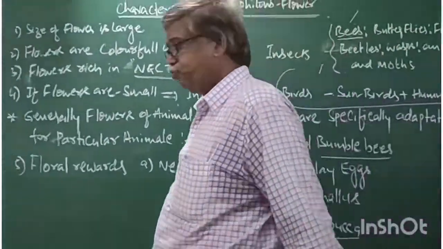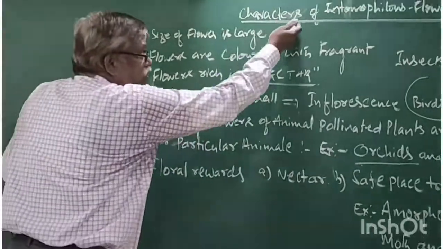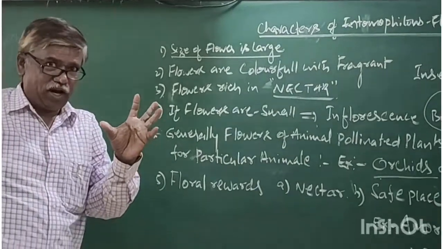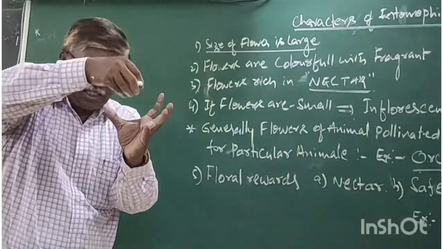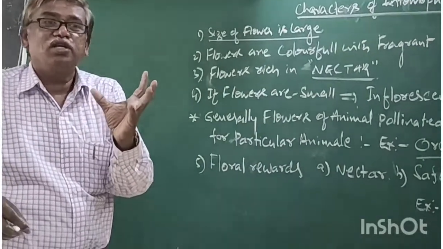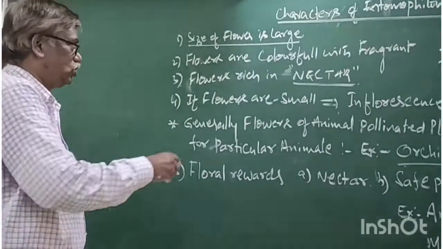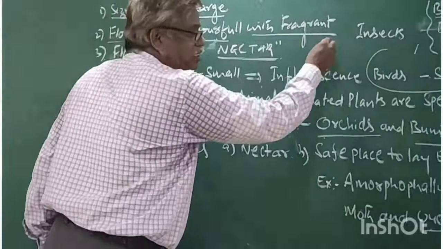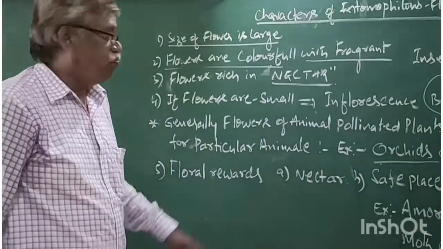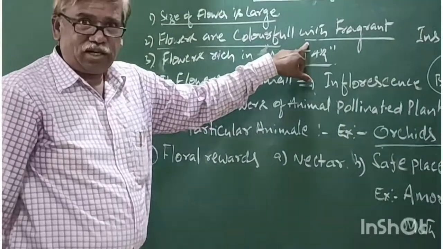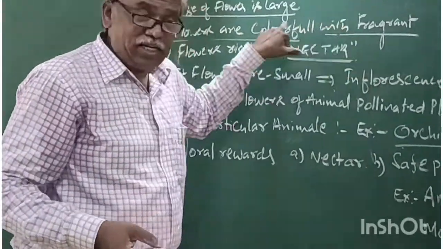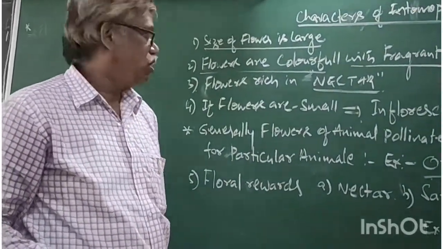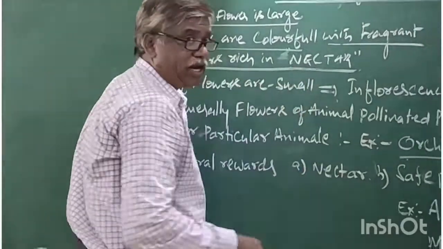Now, the characters of entomophilous flowers. The size of the flower must be large because the insect must sit on the flower. Due to this, the flower size must be large. The flowers are colorful and fragrant, with smell and odor. These are two important factors: the color and the fragrant nature of the flower attract the insect. Now, the flowers are rich with nectar.